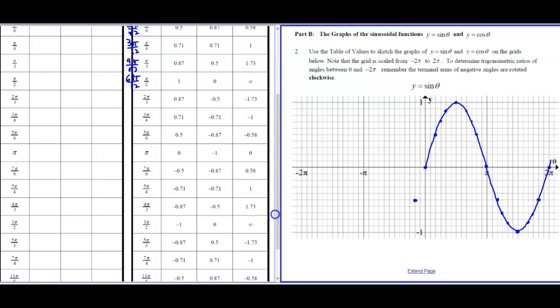3 grid markings was 0.71. So 3 grid markings will be -0.71. 4 grid markings will be -0.87. 6 grid markings will be -1. Okay, so use your symmetry.